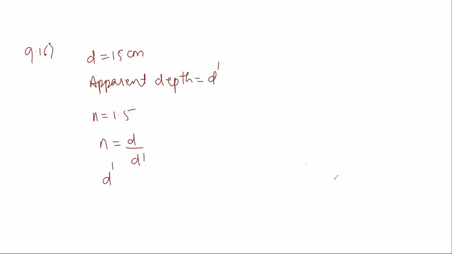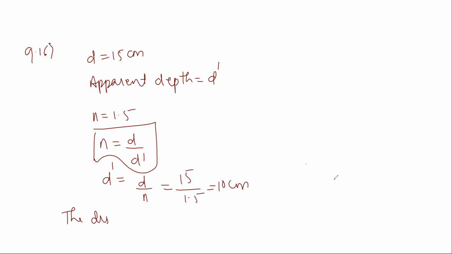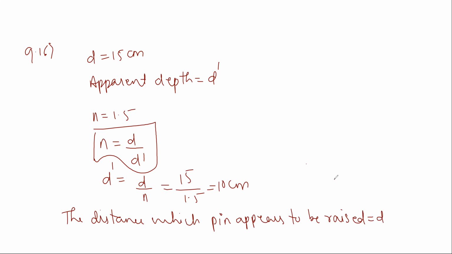So D dash, the apparent depth, we calculate by the formula with cross multiplication. So D dash is equal to D divided by N. So D value is 15 and N value is 1.5, and we got 10 centimeter. So the distance at which the pin appears to be raised is given by D minus D dash.